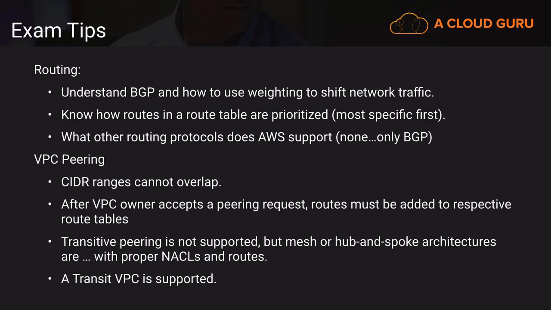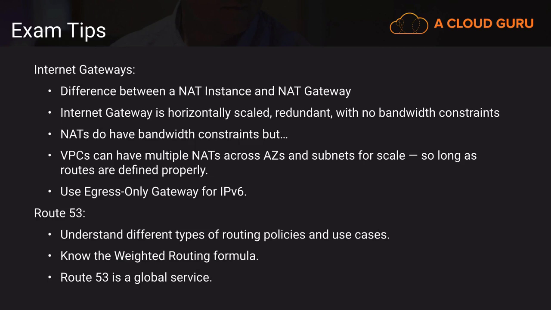Now, transitive peering is not supported, but mesh and hub and spoke architectures are with the proper NACLs and routes. But a transit VPC is supported. Now, for internet gateways, you should know the difference between a NAT instance and a NAT gateway. Know that an internet gateway is horizontally scaled and it's redundant and there's no bandwidth constraints. Now, NATs do have bandwidth constraints, but VPCs can have multiple NATs across AZs and subnets for scale, so long as routes are properly defined. And you only use an egress-only gateway for IPv6.